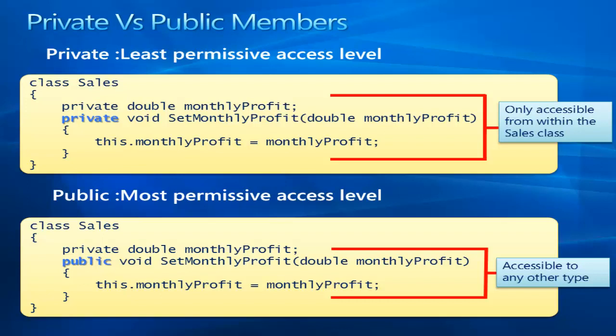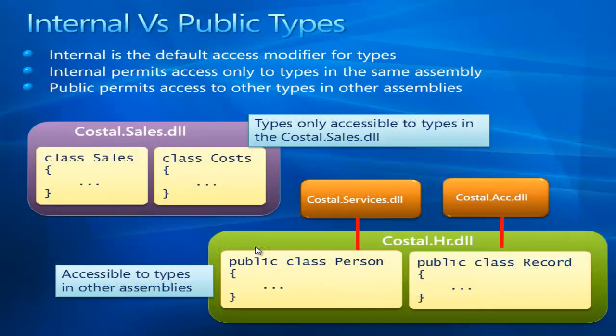You notice that here there is a member, monthly profit, and there is a method. Both of them are private. That means these two, the method as well as the field, will not be available outside the class. If you make something public, it will be available to the entire world, but the monthly profit field is not available to the world. It is private to that particular class.